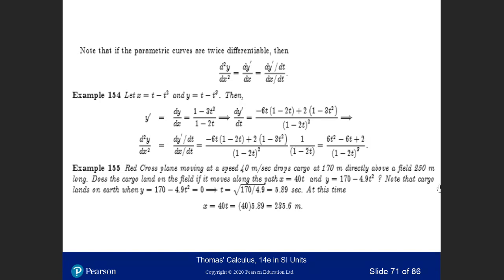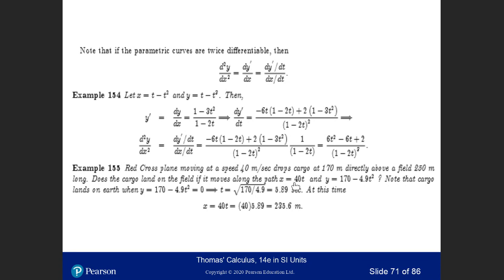Let's solve an application problem here. Suppose a Red Cross plane is moving at a speed of 40 meters per second, and it drops a cargo 170 meters directly above the start of a field. So you have a plane going at 40 meters per second, directly above the start of the field, 170 meters up, and it drops a cargo. The question is whether this cargo will land on the field or will go out of the field. The field is 250 meters long.